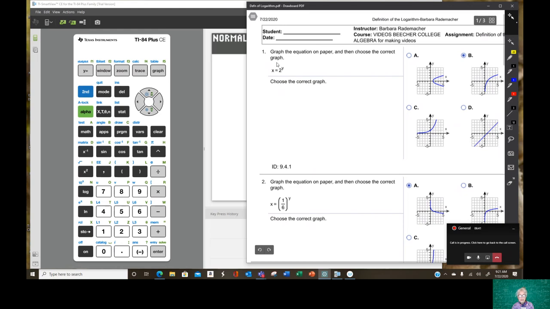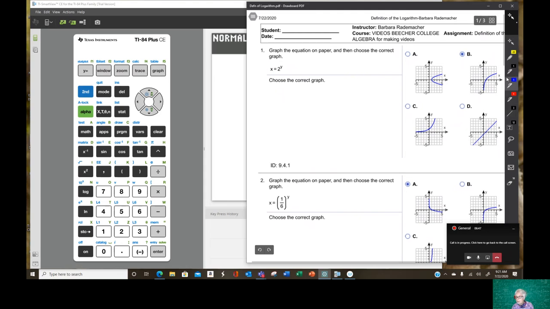Okay, now first we have to name our parts. The two is what we call the base. It's the base of the exponent. Y is the exponent. And what we call x is kind of up for grabs. In a minute, it's going to be called the argument. But right now, let's just call it the answer.